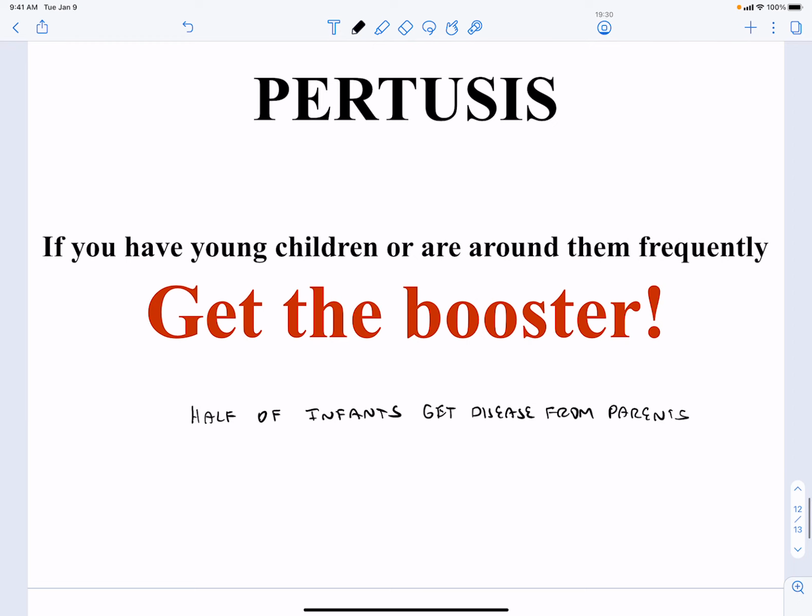Now, pertussis, it's important because half of all infants that get the disease got the disease from their parents. So it's important for you to keep up your booster shots, especially if you're around young children.